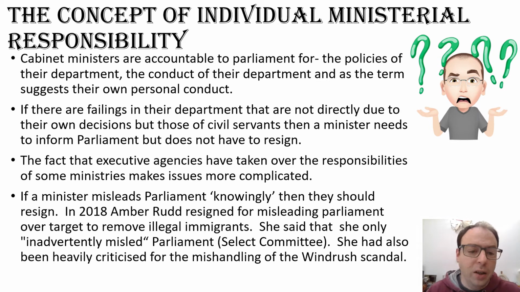If a minister knowingly misleads Parliament, then they should resign. An example of a resignation linked to misleading Parliament is Amber Rudd in 2018. She misled Parliament over a target on removing illegal immigrants and whether there was one, and she said she only inadvertently misled Parliament, most importantly in a select committee. She'd also been heavily criticised for mishandling of the Windrush scandal. She had taken over from May, who was Prime Minister at the time, and therefore had previous handlings of Windrush. So it was all fairly complicated. Amber Rudd resigned for misleading Parliament, though she claims it was inadvertent and therefore not knowingly.